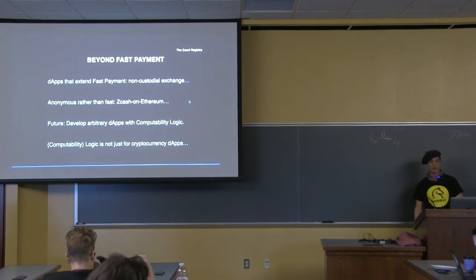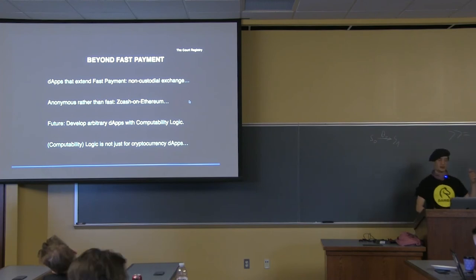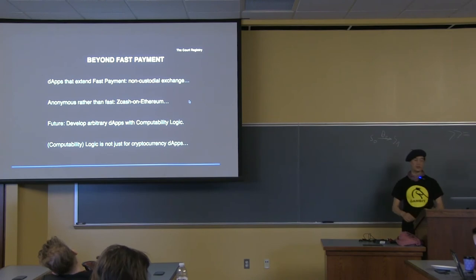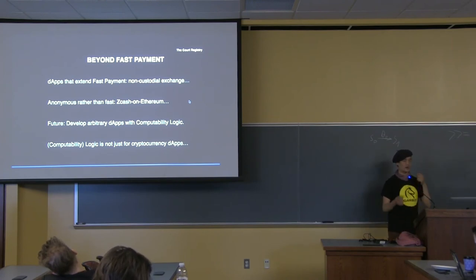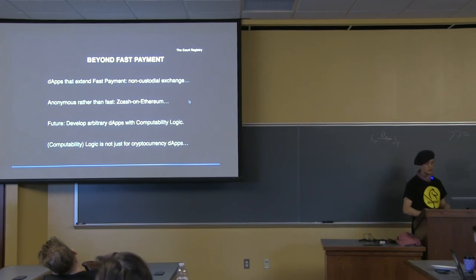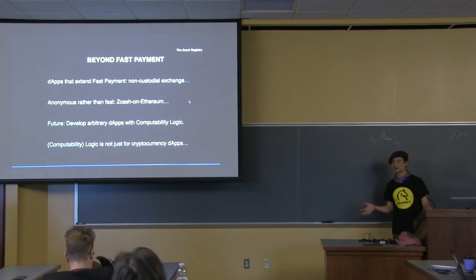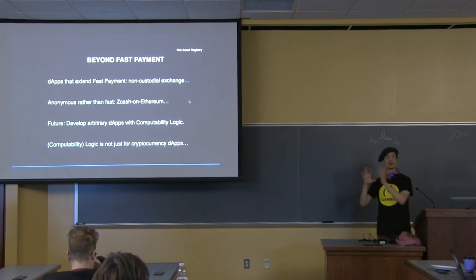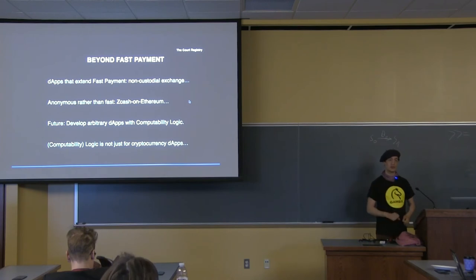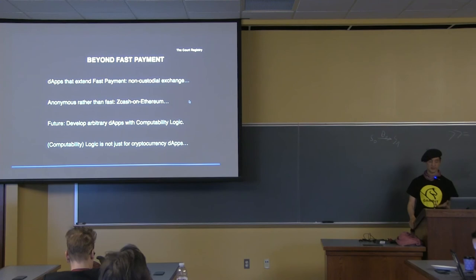Beyond fast payment, we can have distributed applications for non-custodial exchange. We could have, instead of fast, we could do anonymous. You could reproduce Zcash or Mimblewimble on top of a sidechain. And in the future, you could hopefully develop arbitrary dApps with computability logic. Right now, we're building just very specific dApps just for us using computability logic. But in the future, we'll have a domain-specific language for that.